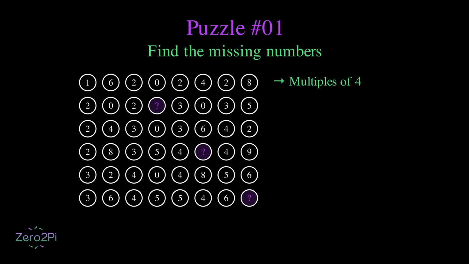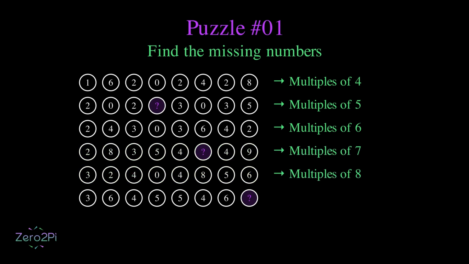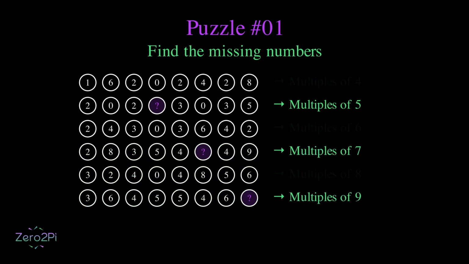Interesting. Now let's check the next row. We've got 20, a missing number, 30, and 35. These look like they are multiples of 5. And the third row, 24, 30, 36, and 42. All multiples of 6. You've probably guessed it by now, the remaining rows must be following the pattern. Multiples of 7, 8, and 9. The rows with missing numbers are 5, 7, and 9.